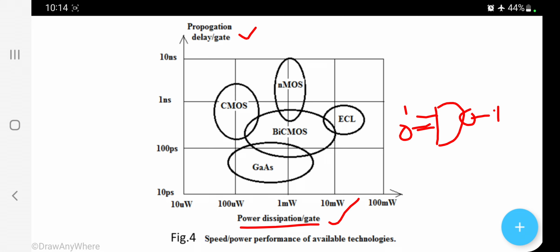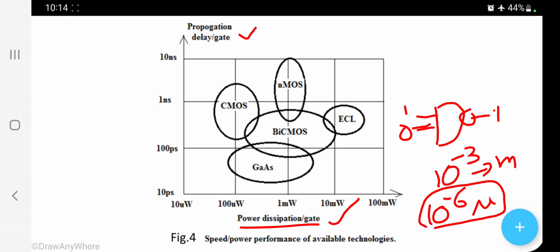It is in milliwatts. Milli means 10 to the power of minus 3. Very small power dissipation means micro, that is 10 to the power of minus 6 watts. So that is also very important. Here power dissipation is important, and delay should be in nanoseconds, less than that if possible. Even microseconds of delay is a very big delay. Here nanoseconds of delay is acceptable, that's why we'll see the comparison.